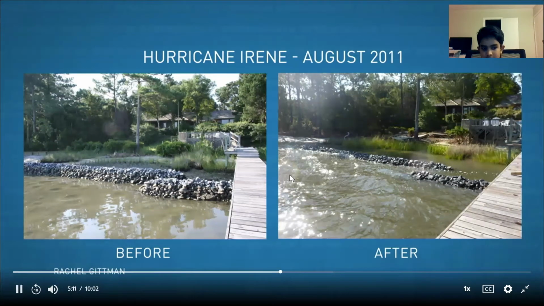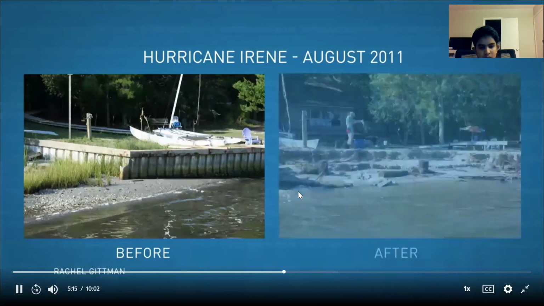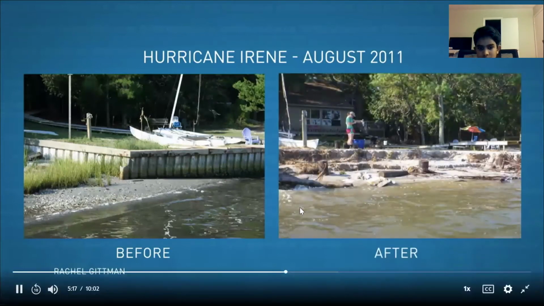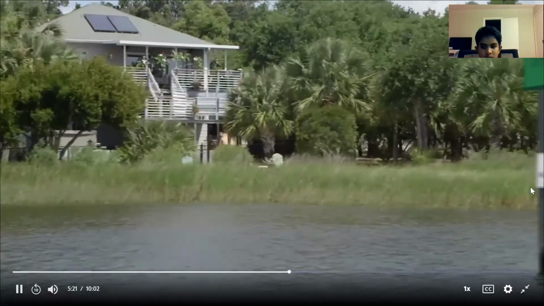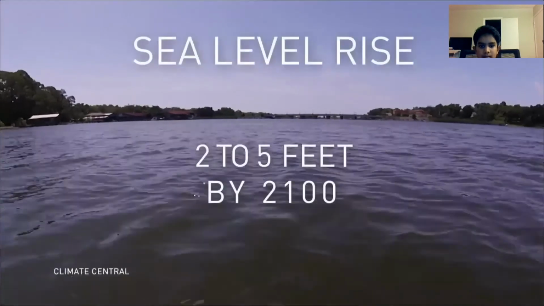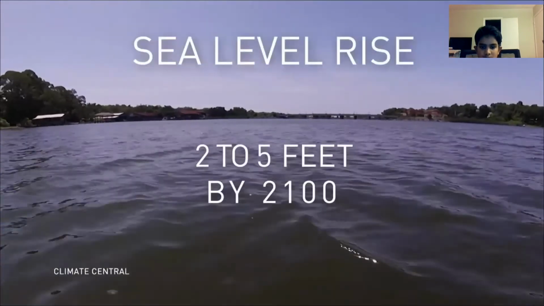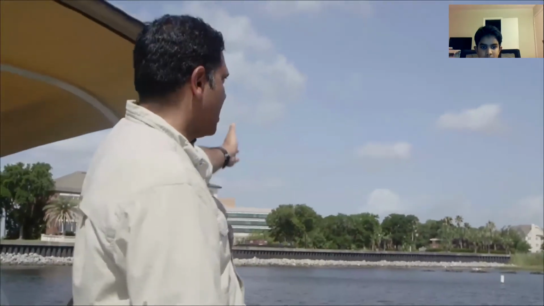...barely damaged after Hurricane Irene in 2011, while about 100 yards away, this hardened shoreline had to be completely replaced. And then there's sea level rise. Climate change is expected to push seas in this region up between 2 and 5 feet over the next 80 years. We've got two different strategies to deal with sea level rise. You've got a solid wall, and you've got this marsh. What's going to do better?